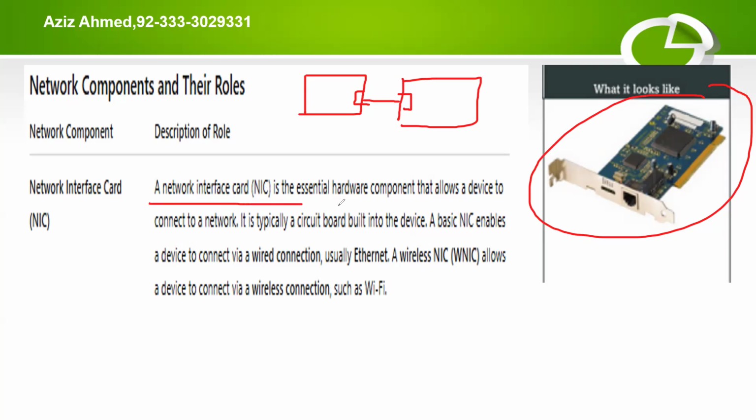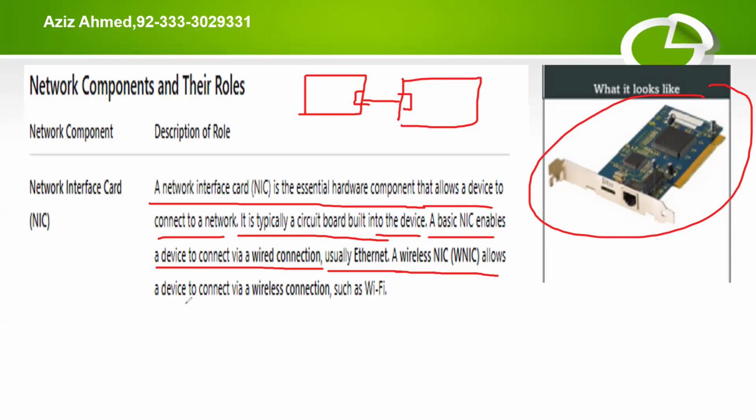A network interface card is the essential hardware component that allows a device to connect to a network. It is typically a circuit board built into the device. A basic NIC enables a device to connect via a wired connection, usually Ethernet. A wireless NIC allows a device to connect via a wireless connection such as Wi-Fi.